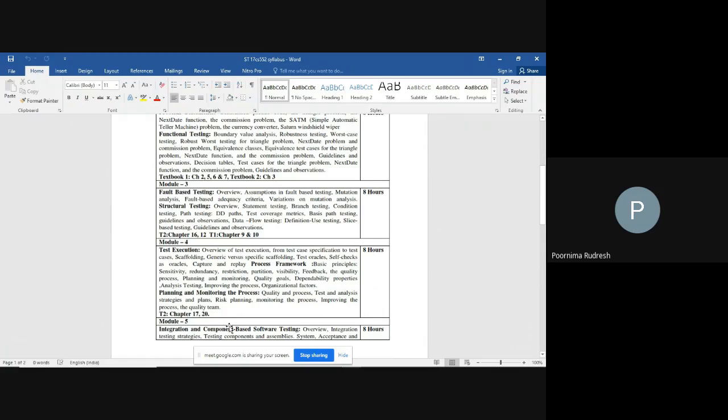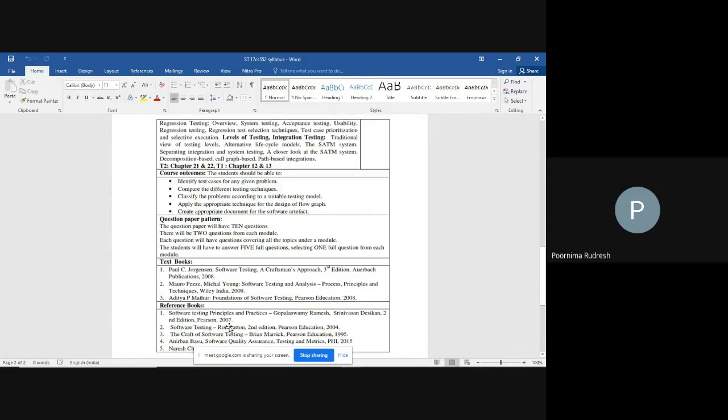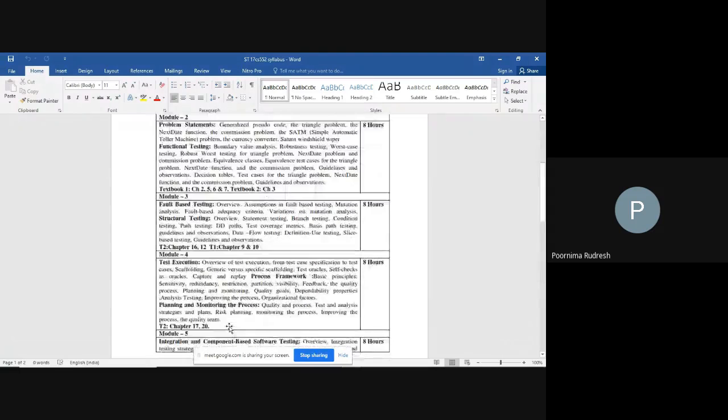5, because next week you're having the third test, right? For the third test I'm going to keep the fourth module as well as the fifth module. For that I have to complete at least one chapter of the fifth module. That's why I'm going to start the fifth module today.